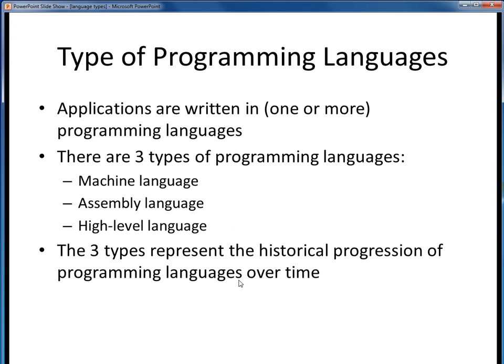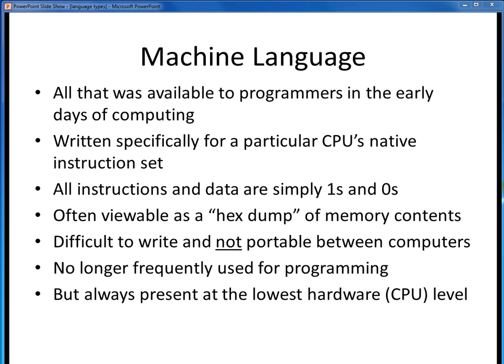These three language types represent the historical progression of programming languages over time. So although this topic represents a short computing history lesson, I think it's important that you have some understanding and background of how modern programming languages came to be. Let's begin with machine language. In the early days of programming, this was all that was available to programmers.